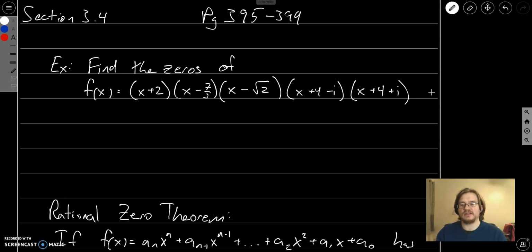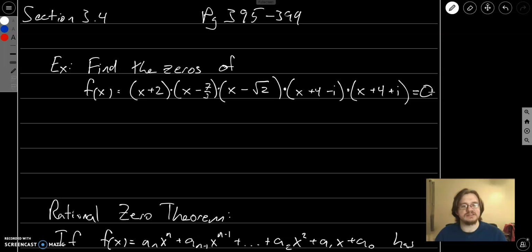So if I want to find all the zeros of this function, essentially what I want to do is solve when this is going to be equal to 0. And if I've factored my polynomial and it looks something like this, I know exactly what all the zeros are going to be. If I have a bunch of things that are being multiplied, the only way that I can multiply numbers to get 0 is if one of those numbers happens to be 0 to begin with.